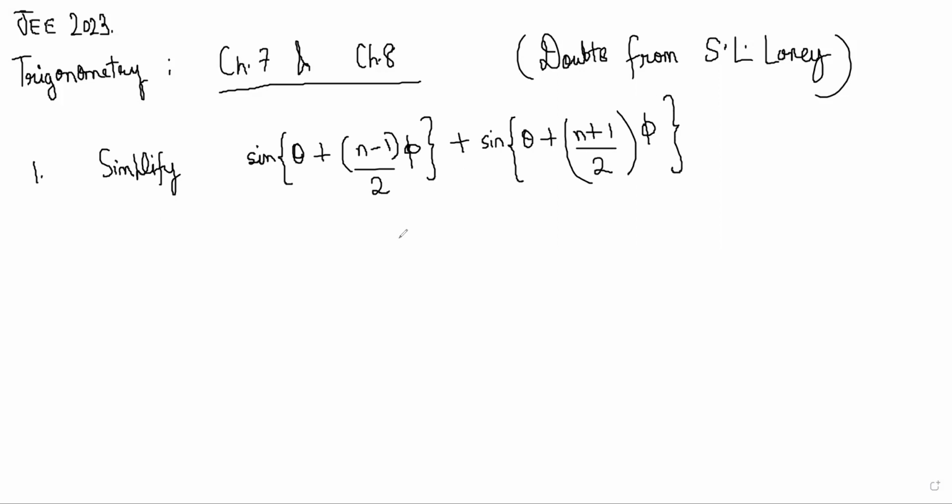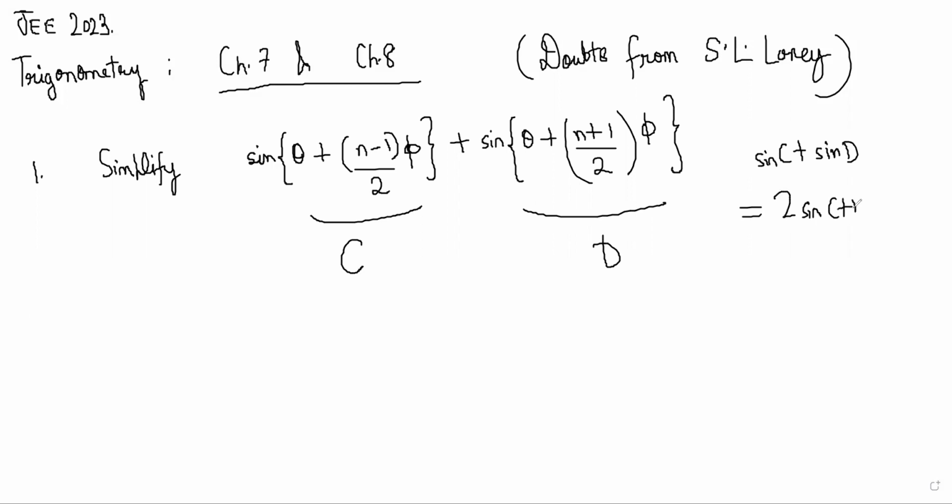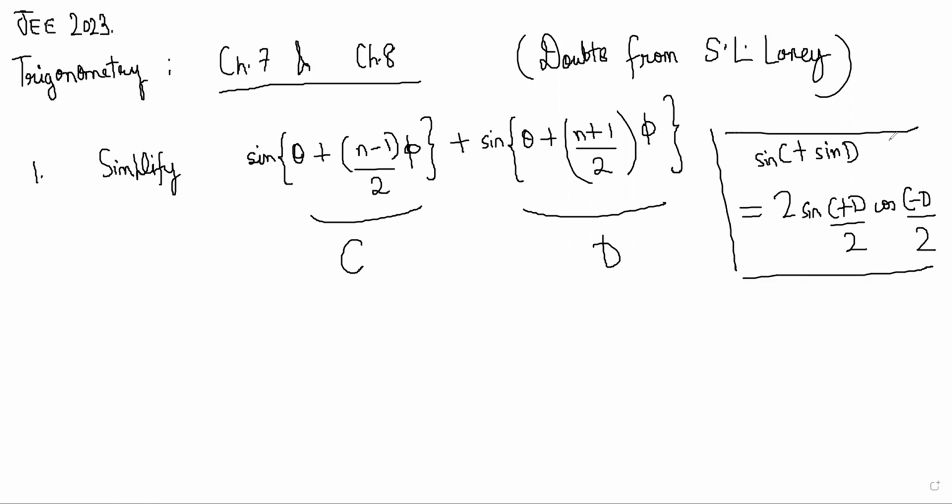Yes, sir. So the simplification is pretty straightforward. You just have to do sine C plus sine D, right? This is C, this is D, and you have to use the formula that we have learned. Sine C plus sine D is equal to 2 sine (C plus D) by 2 cos (C minus D) by 2. We have done this last class. So C is that angle, D is that angle, and then you just have to apply the formula.